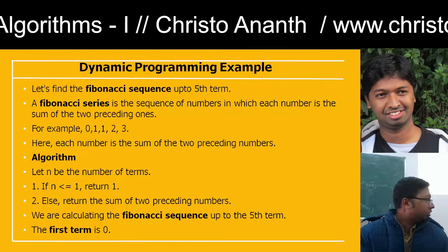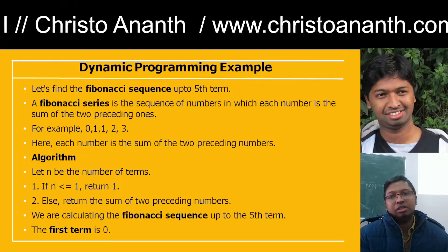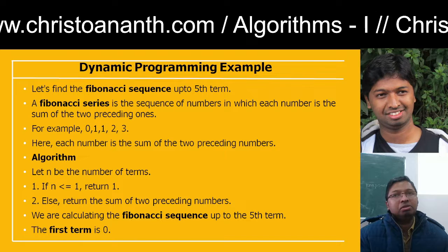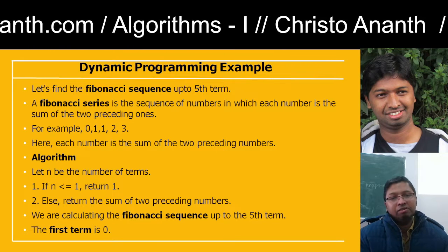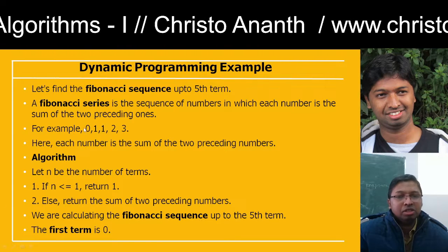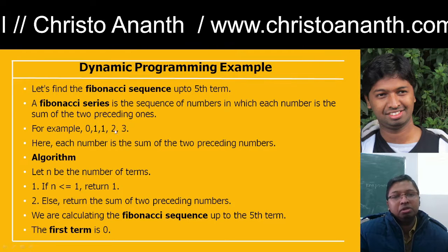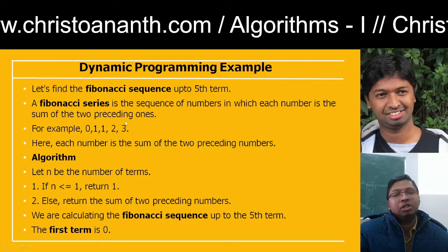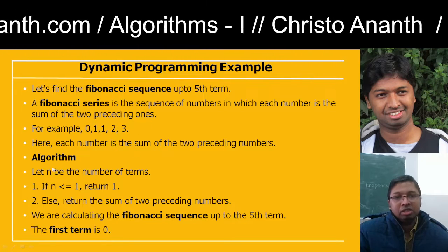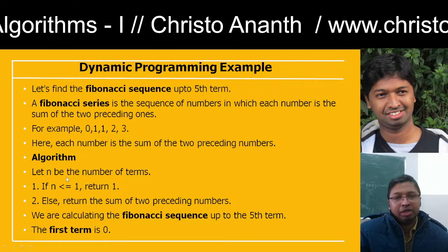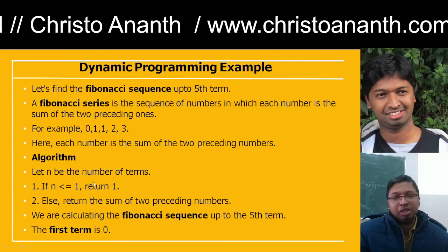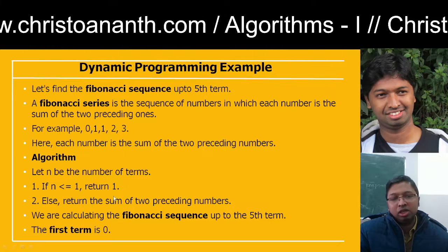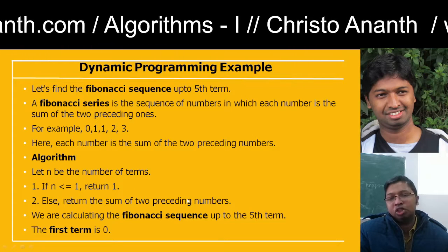So let us find a Fibonacci sequence, which we will consider as a series. As you know, with the Fibonacci series, you have 0, 1. Then 0 plus 1 you get 1, 1 plus 1 you get 2, 2 plus 1 you get 3. Every number is the sum of the two preceding numbers. So let us take an algorithm where we have n, the number of terms. If n is less than or equal to 1, you return 1. Else you return the sum of the two preceding numbers.